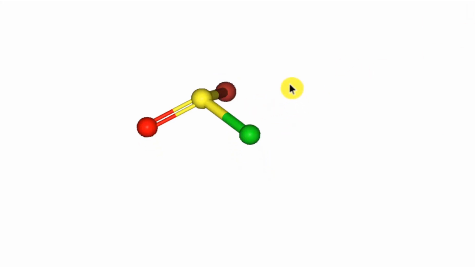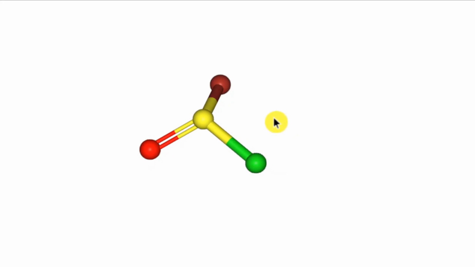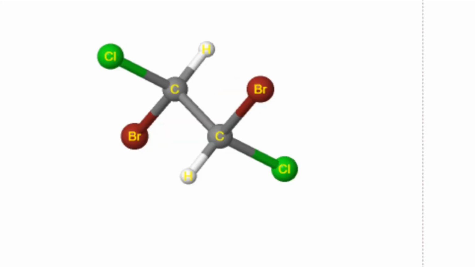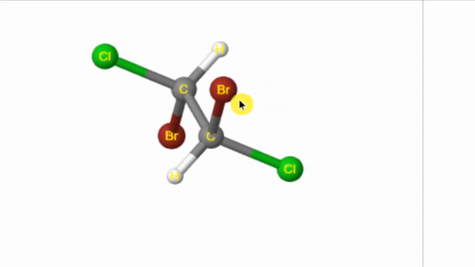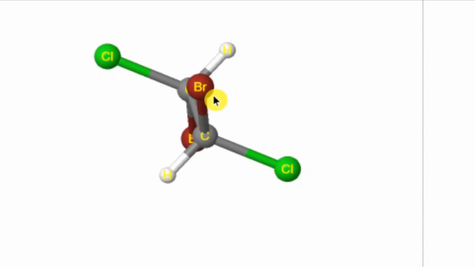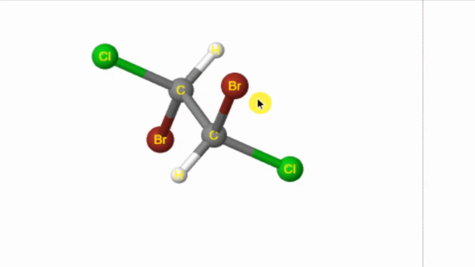So this is a kind of pyramidal molecule, and looking at this molecule you cannot find any symmetry planes associated with it. So this molecule is an example of a molecule that doesn't contain any reflection plane. Now consider another molecule. This molecule is an ethane derivative, and looking at this molecule also, you cannot find any reflection planes associated with it. So this is another example of a molecule that doesn't contain any symmetry plane.